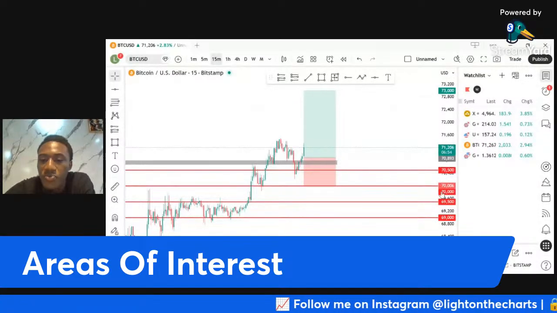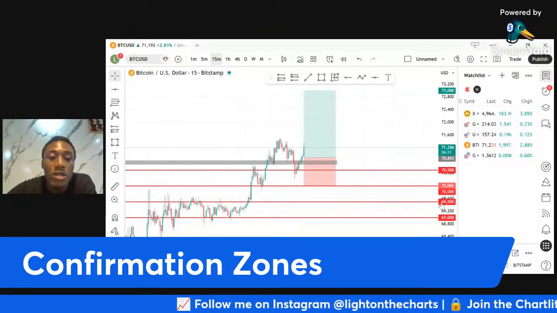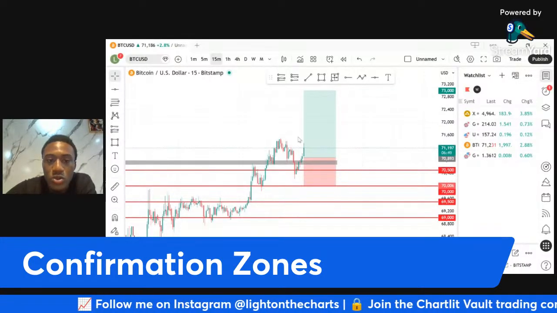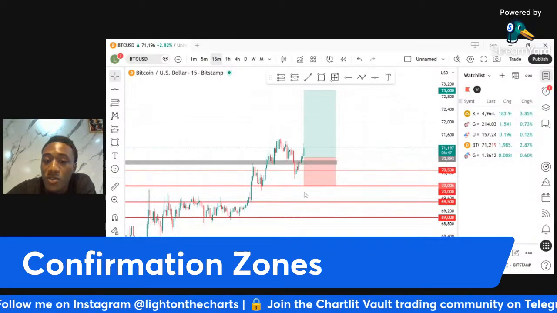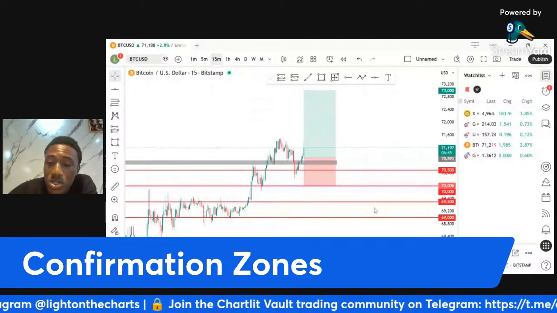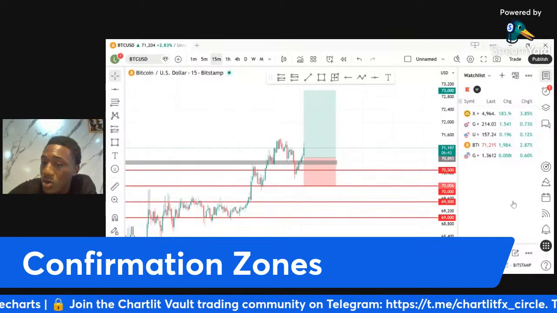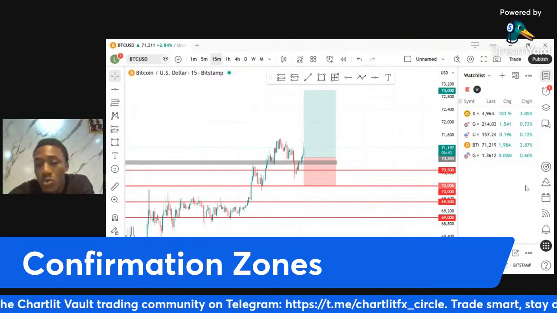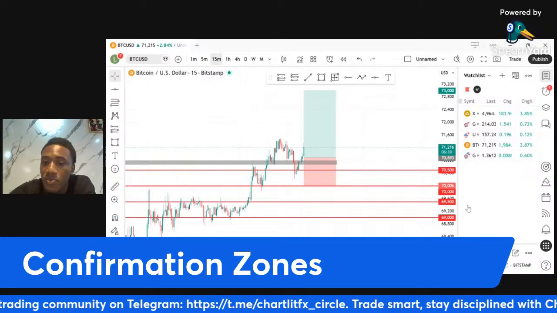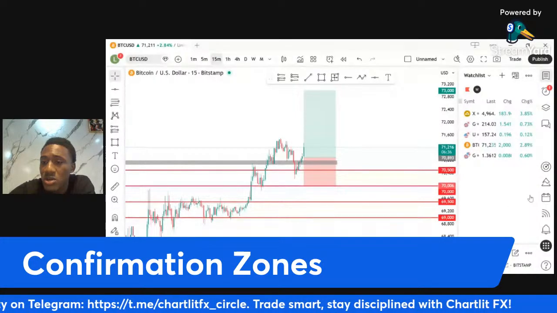Now, there are confirmation zones. Like I told you, psychological points of hesitation or key levels are confirmation zones on where we get to enter our trades. So that's just how it is.